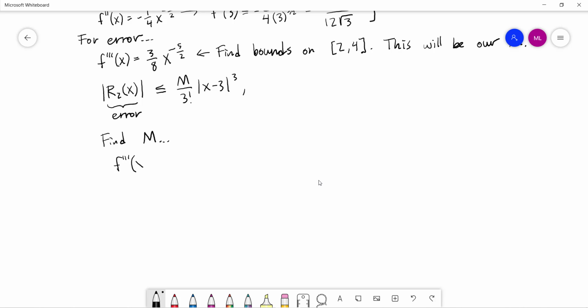So we have f triple prime of x, but it's going to be equal to 3 over 8 times x to the 5/2 in the denominator. X to the 5/2. This is a monotonically increasing function on the interval that we care about, from 2 to 4. So basically, as long as x is a positive value, this thing is monotonically increasing. Right? This is a power. We're taking x to a power greater than 1.